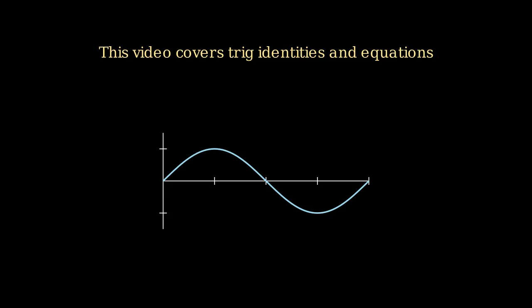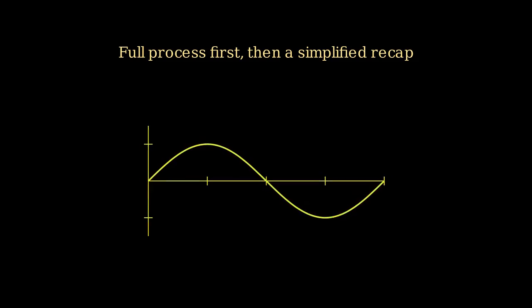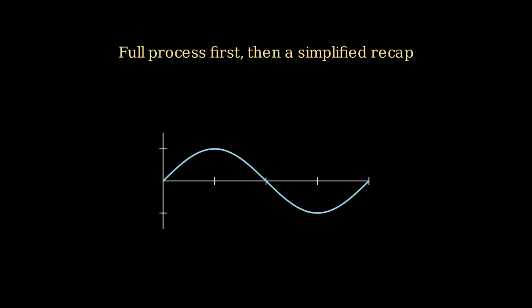This video covers trig identities and solving trig equations for A-level pure maths. We'll go from the core identity all the way through to quadratic type trig equations, and we'll use the same two-pass structure throughout: a full worked process first, then a simplified recap at the end.